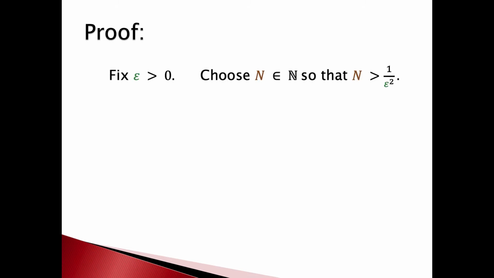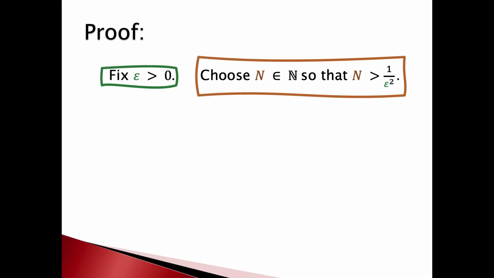What you're going to see, or what I should see on your homework paper, is a proof that looks like this. First we fix our epsilon. Again, that's the for every epsilon universal quantifier part of the proof. Then we say we choose some positive integer capital N so that capital N is bigger than 1 over epsilon squared. That's the existence of the capital N part.